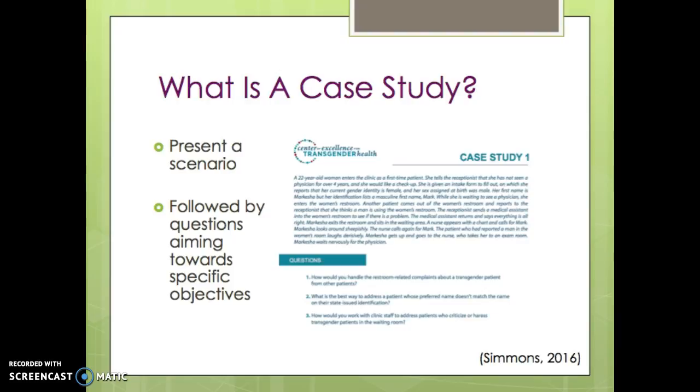So what is a case study? A case study is a teaching tool that presents a scenario. Think of this scenario as a chunk of reality that is brought into a learning environment and then put on the top of your paper.